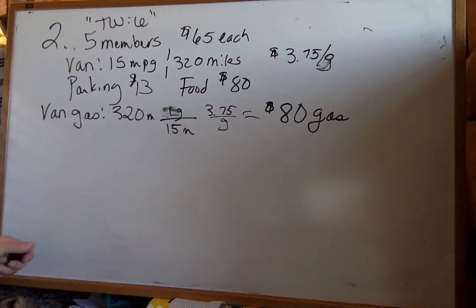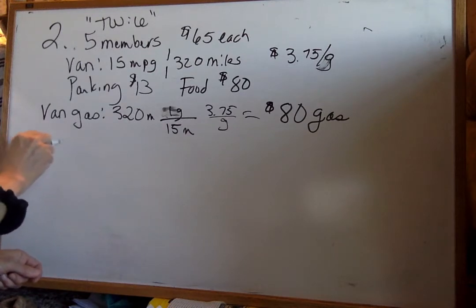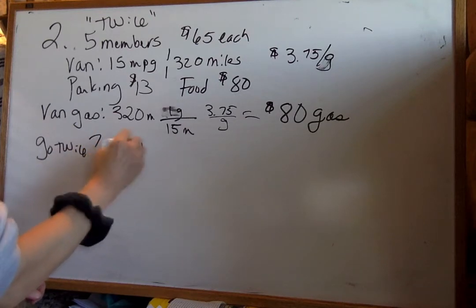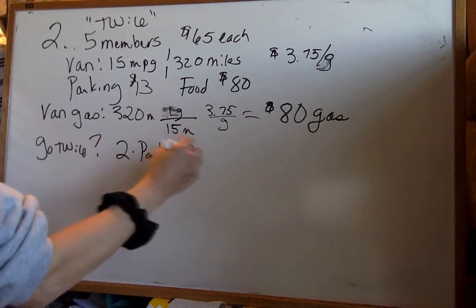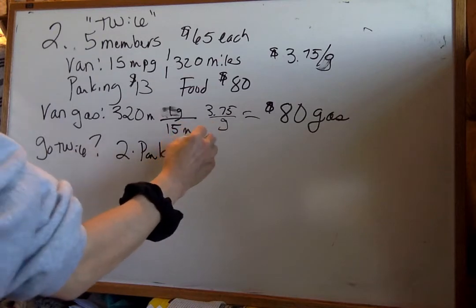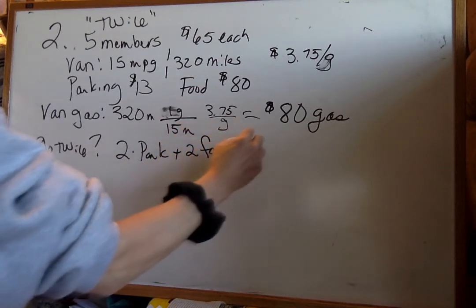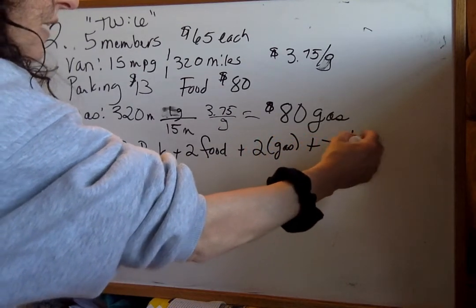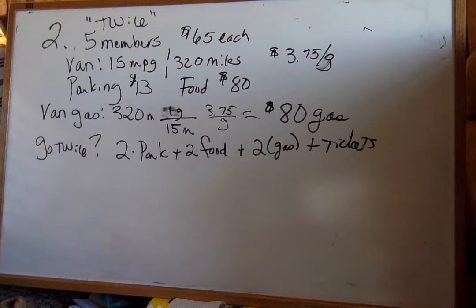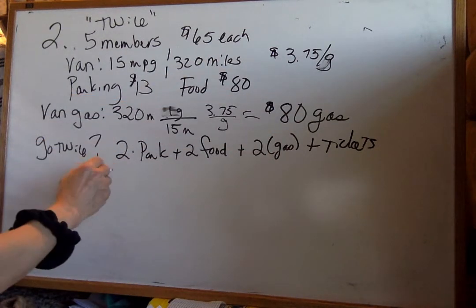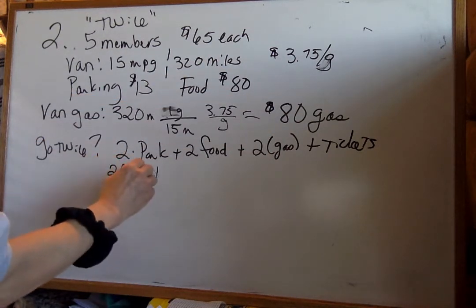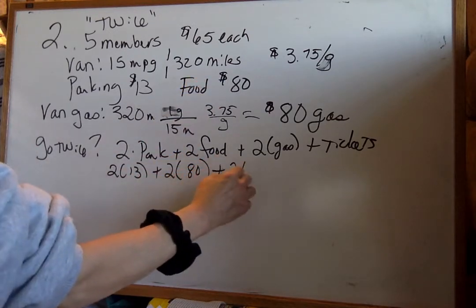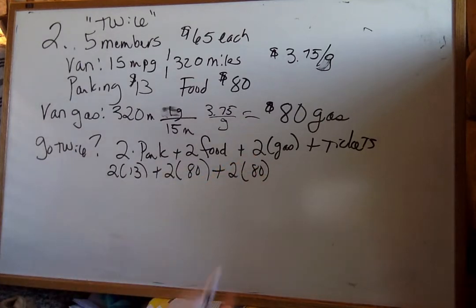Okay. So let's say we're going to go twice. All right. 2 times parking plus 2 times food plus 2 times gas plus, well, the tickets I only had to purchase one time, right? So that's only going to be a one-time thing. So 2 times 13 plus 2 times food is 80. Gas coincidentally turned out to be 80.